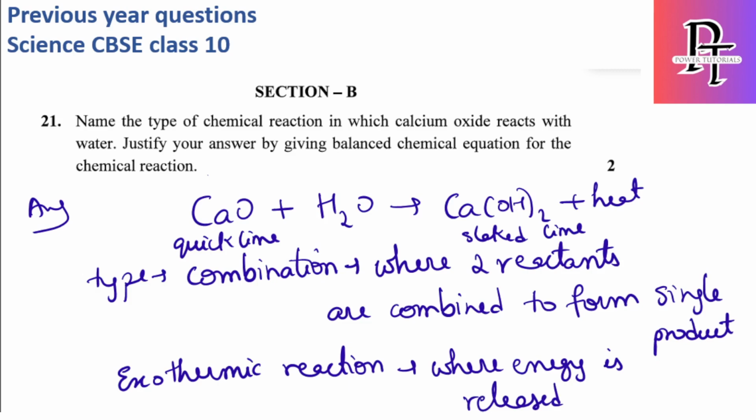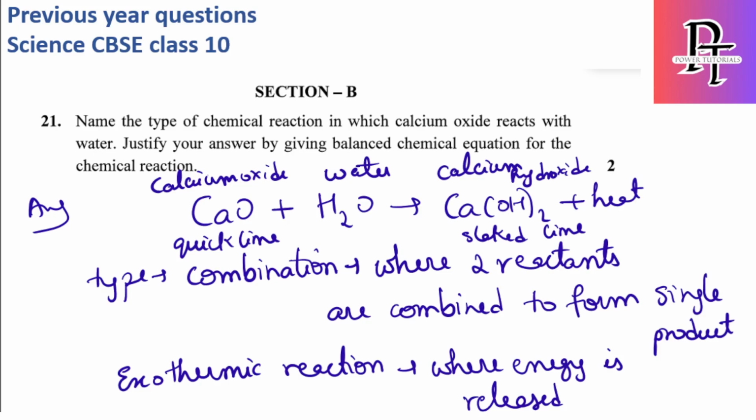So you have to say the reaction is CaO, that is calcium oxide, plus water gives rise to calcium hydroxide plus heat. So you can also write it here. Calcium oxide plus water gives rise to calcium hydroxide and heat. The type of reaction they are asking, we can say the type of reaction is two types, combination as well as exothermic reaction. So combination where two reactants are combined to form single product, and exothermic is when the energy is released in a reaction, we call it as exothermic reaction.